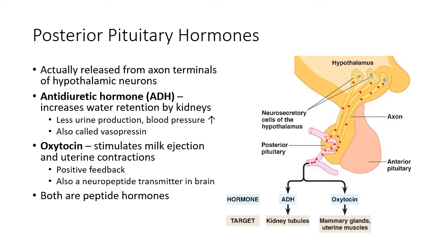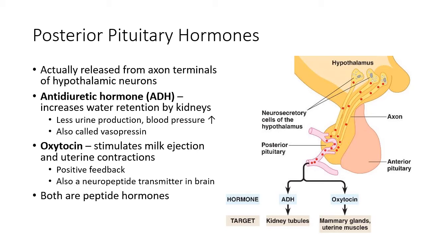And here we're going to talk about the posterior pituitary and the hormones released from the posterior pituitary. You have two of them. They are antidiuretic hormone, that's abbreviated ADH. The other word for antidiuretic hormone is vasopressin. So depending on where or what resource you're reading, you might see it called ADH or vasopressin. Then you have oxytocin, also released as a hormone from the posterior pituitary.